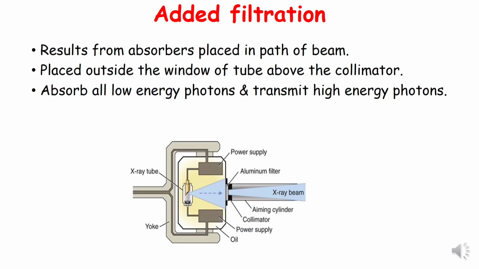Next is added filtration. So the added filtration results from absorbers placed in the path of the X-ray beam outside the window of the tube above the collimator. And as I said earlier, most of the low energy photons will be absorbed and high energy photons will be transmitted.